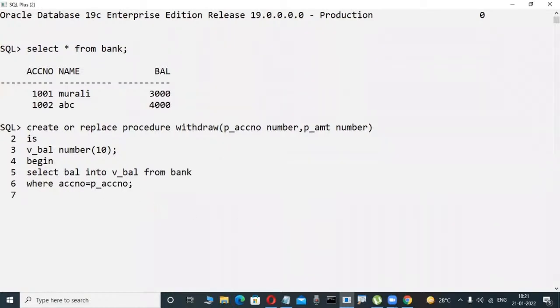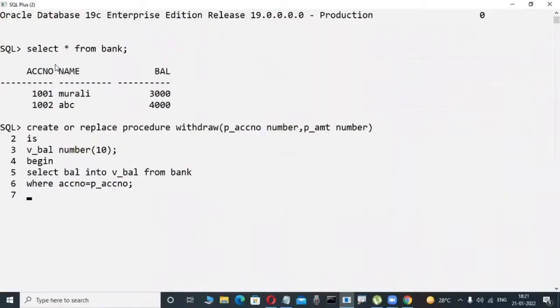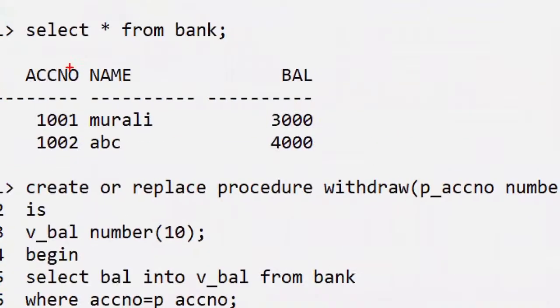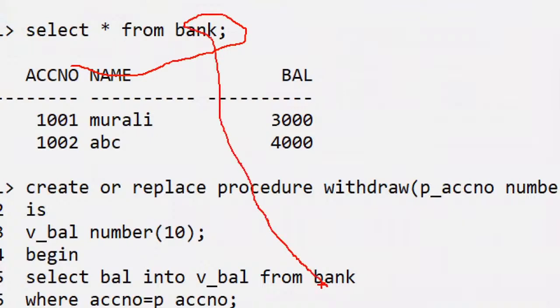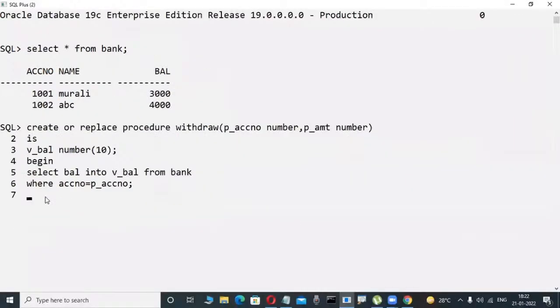Suppose bank is a table. In this table format, your transactions are stored. This table I'm using in this PLSQL code. Here I'm checking the balance, using the account number. Whenever I insert an ATM card and try to withdraw 9,000, as in the previous case, that is the amount.